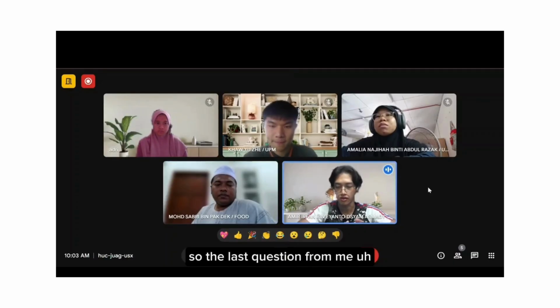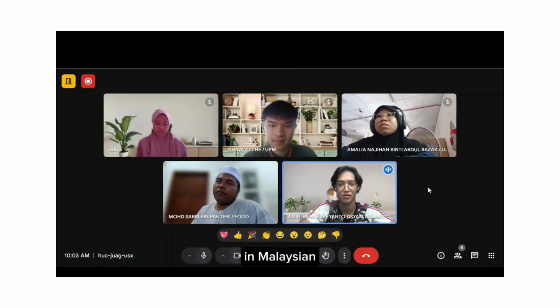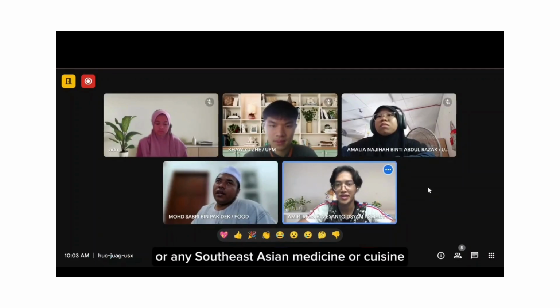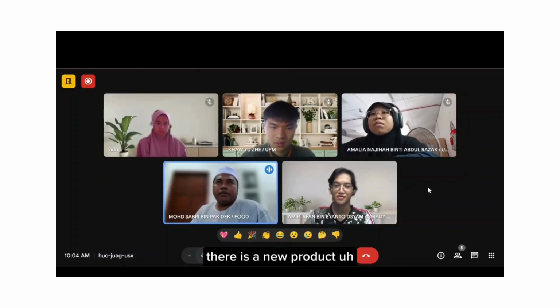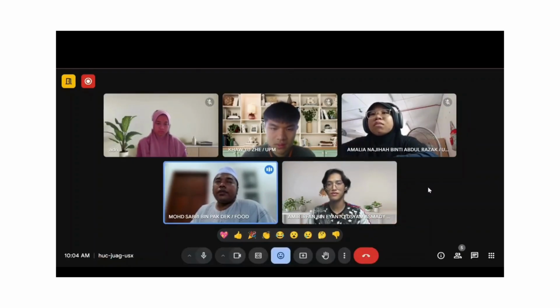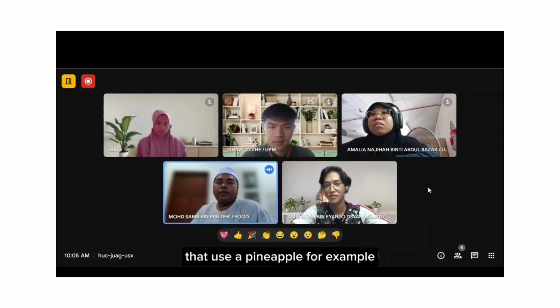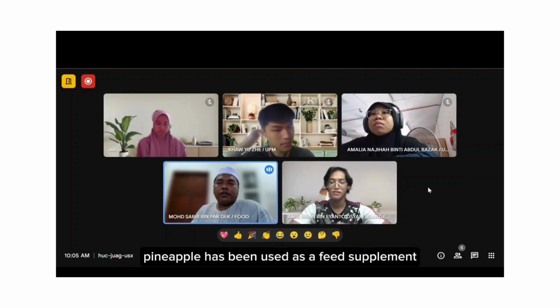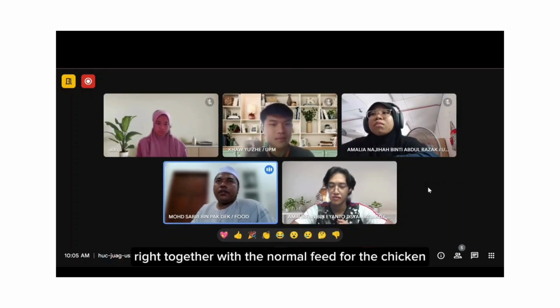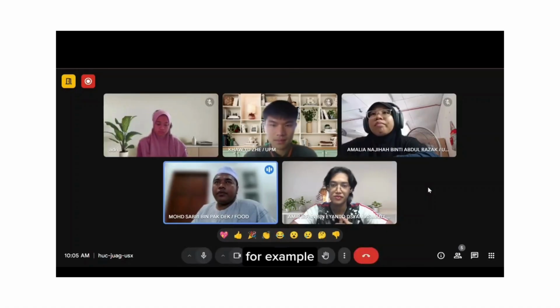So the last question for me. Are there any cultural or traditional uses of pineapple or bromelain in Malaysian or any Southeast Asian medicine or cuisine? Yeah, there is a new product. They use pineapple. For example, pineapple has been used as a feed supplement, right? Together with the normal feed for the chicken, for example.